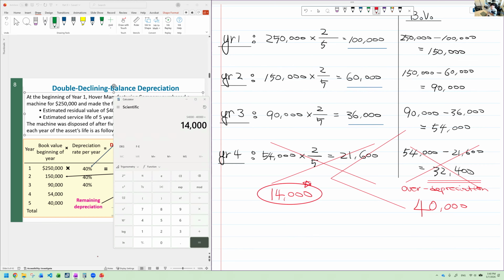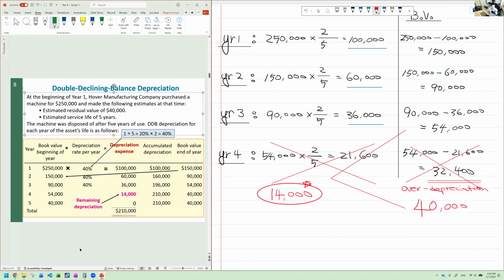Okay, all right. So again, when you're using the double declining method, it is very likely that you over depreciate your asset, going below the residual value. When that happens, disregard your calculation, substitute the book value with the residual value, and then take the difference between last year's book value and this year's residual value to estimate the amount of depreciation expense for the year.